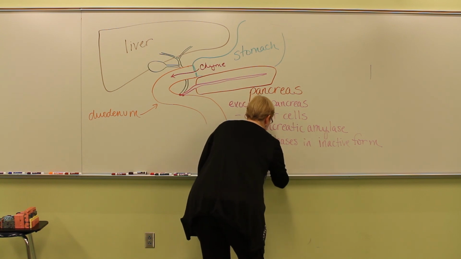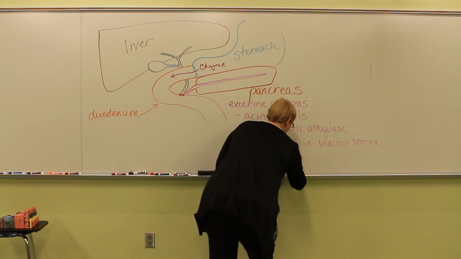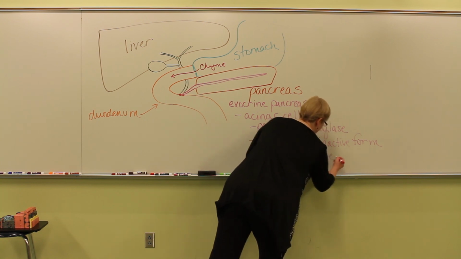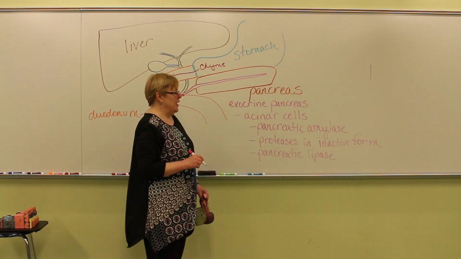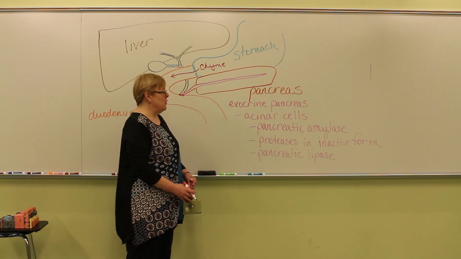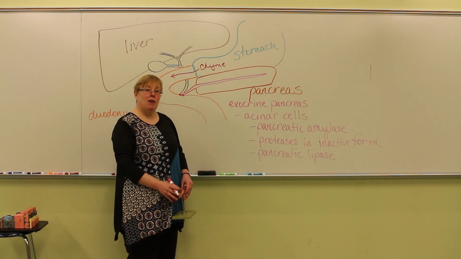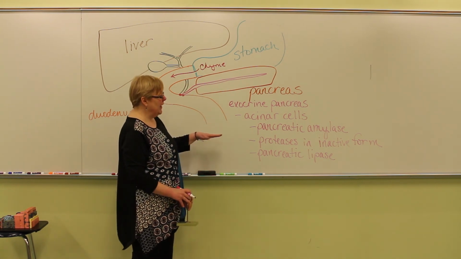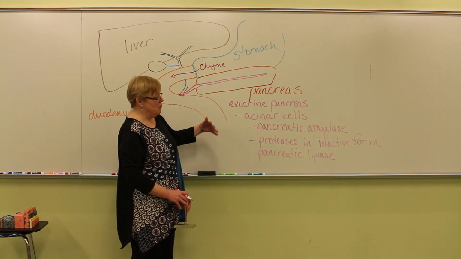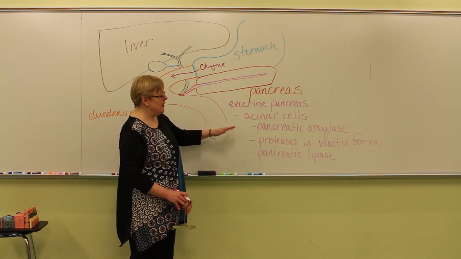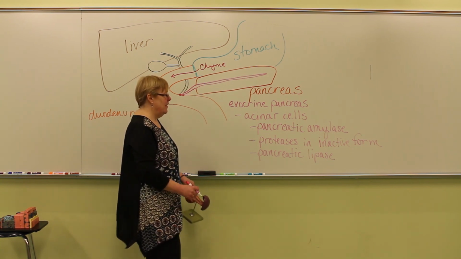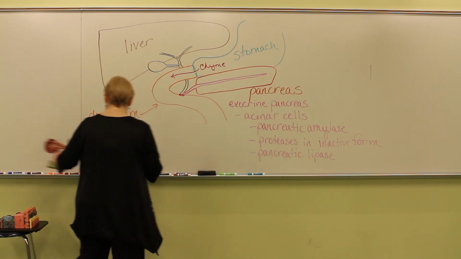They produce pancreatic lipase. And I'm not going to write it up here, but they also produce enzymes that digest both DNA and RNA. Okay, so literally every type of organic molecule that we have, there is an enzyme produced by the acinar cells that can digest that organic molecule.